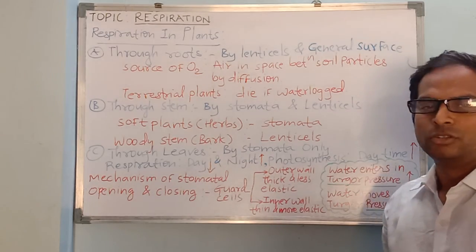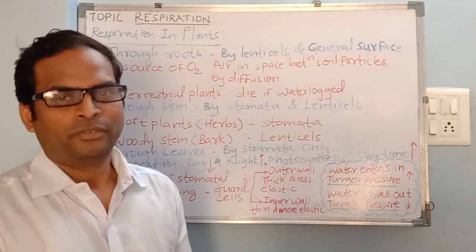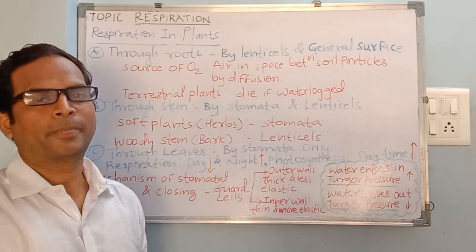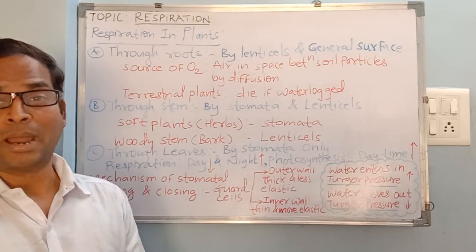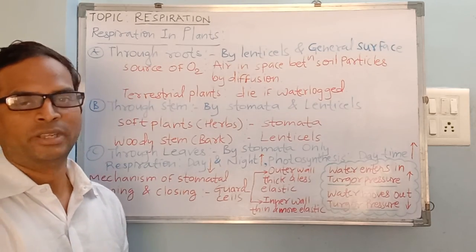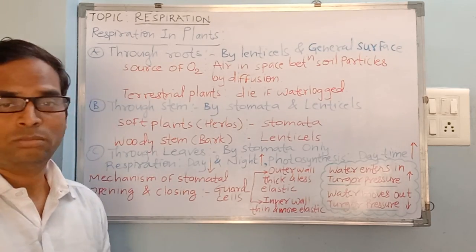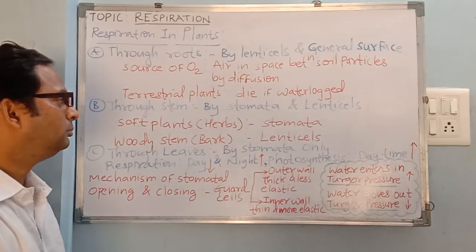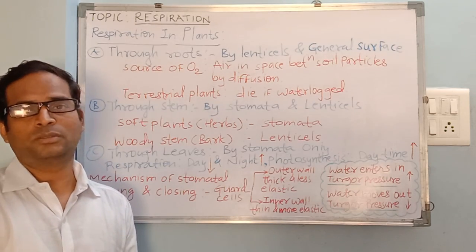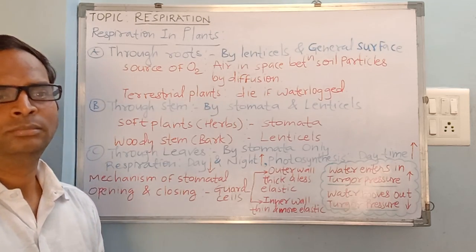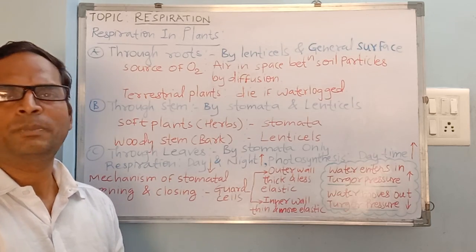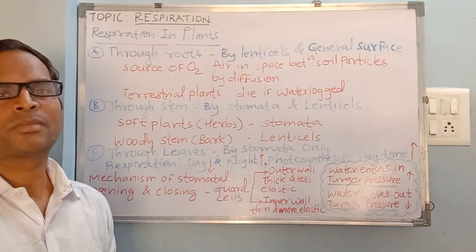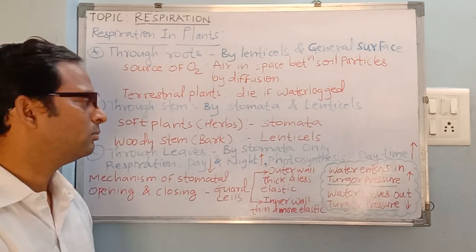Okay, so now the question is whether all organisms respire like us. The answer is yes. So do plants too respire? Of course they do. Now if they do, then what are the organs or parts for respiration in plants? So there are different parts or organs through which plants respire. Those parts could be roots, stem, leaves, bark of the stem, etc.